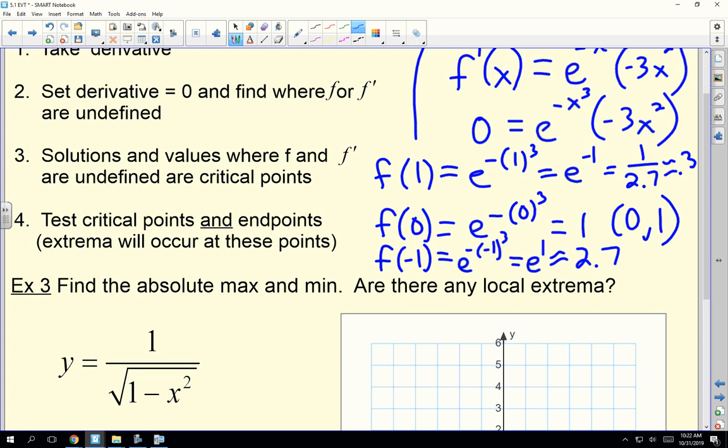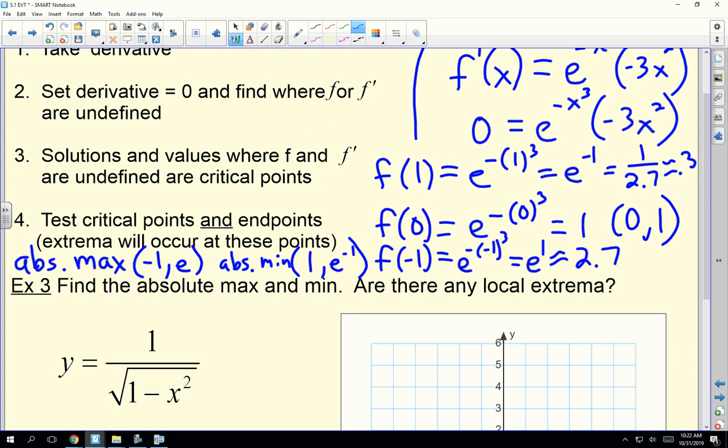What is the absolute min? Absolute max is what coordinate? I want the exact coordinate. Right here, right? 2.7 was my biggest y value. So the absolute max was (-1, e to the first), just e. And then my absolute min is what? (1, e to the -1).